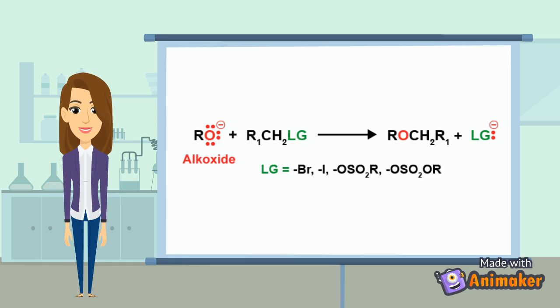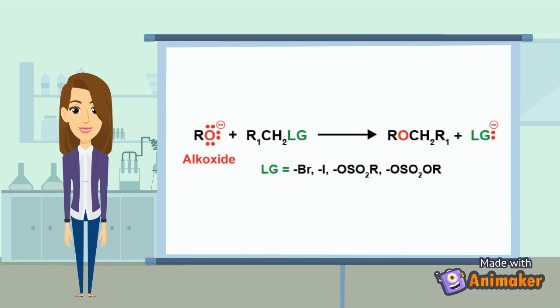Williamson ether synthesis can be done with both cyclic and acyclic molecules. It is an SN2 of an alkoxide with either an unhindered alkyl halide, alkyl sulfonate or alkyl sulfate. This diagram shows the general reaction for Williamson ether synthesis. The leaving group in the reaction depends on what the alkoxide was reacted with.